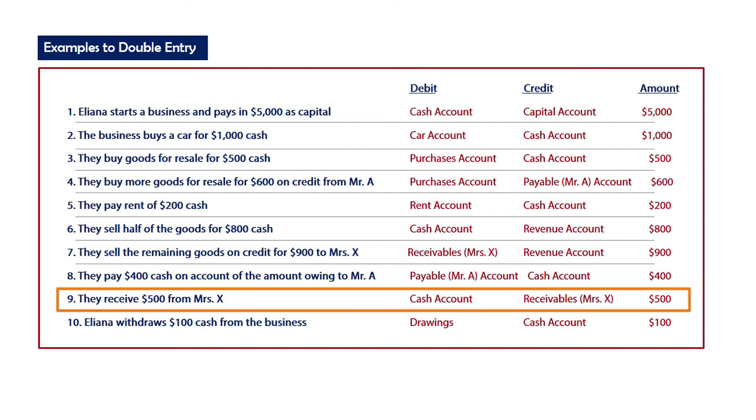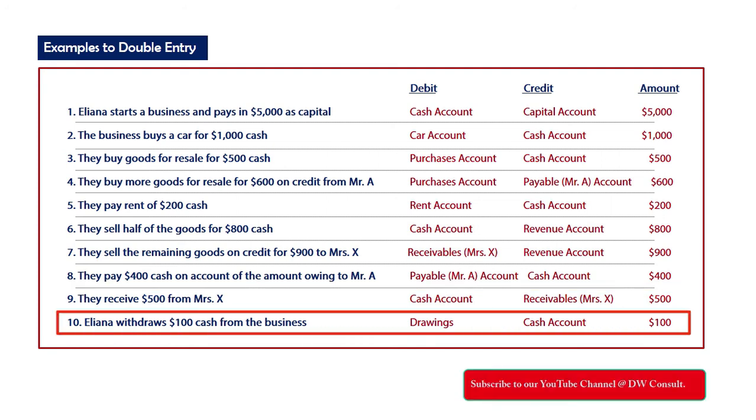The next example, they receive $500 from Mrs. X. Now, Mrs. X is a receivable. She bought goods from us on credit. Now, the elements are cash as an asset and Mrs. X, also a receivable as an asset. Now, which one is increasing? Cash of $500 is increasing. Receivable is decreasing. So the cash will be debited as it is increasing. Then the receivable account in the name of Mrs. X will be credited as an asset is being reduced or an asset is going out.